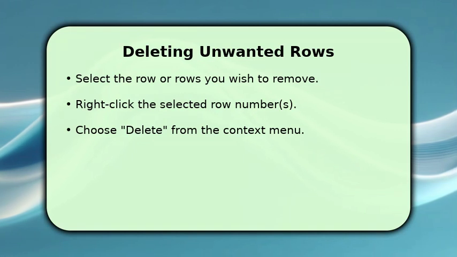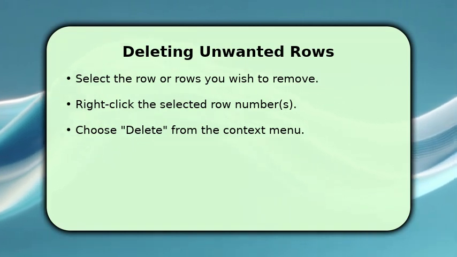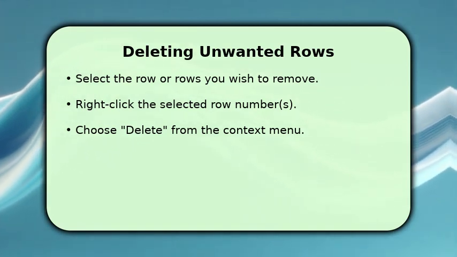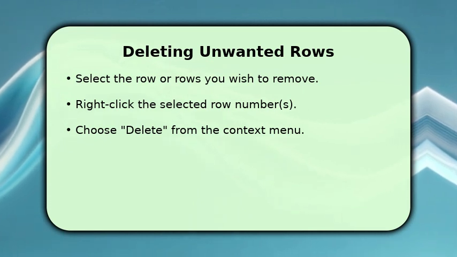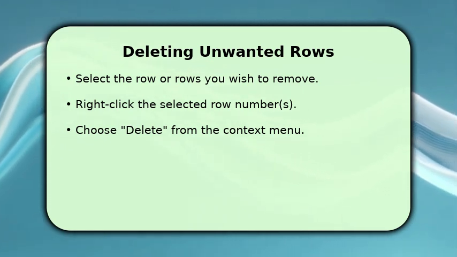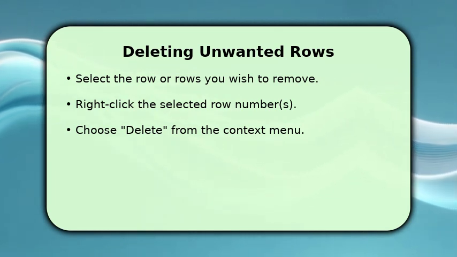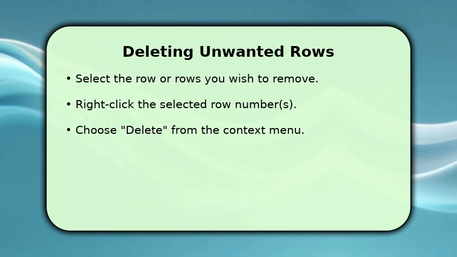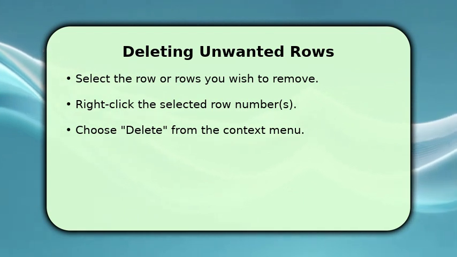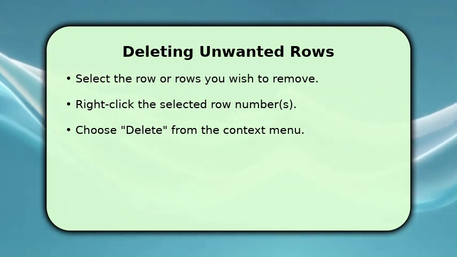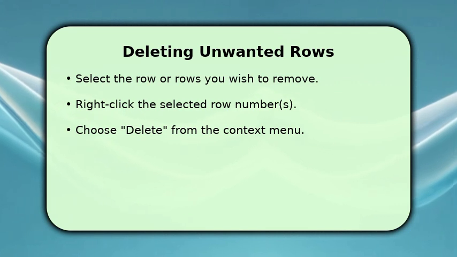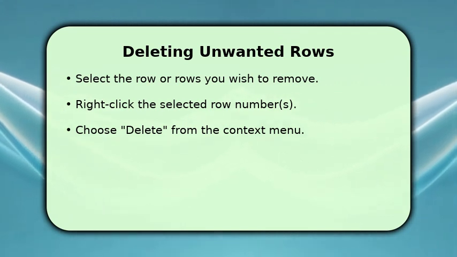Deleting rows is just as straightforward. First, select the row or rows you want to remove by clicking and dragging across their row numbers. Then, right-click on any of the selected row numbers. A context menu will appear, and you'll simply choose the Delete option. This action permanently removes the selected rows and their contents, so always double-check your selection.